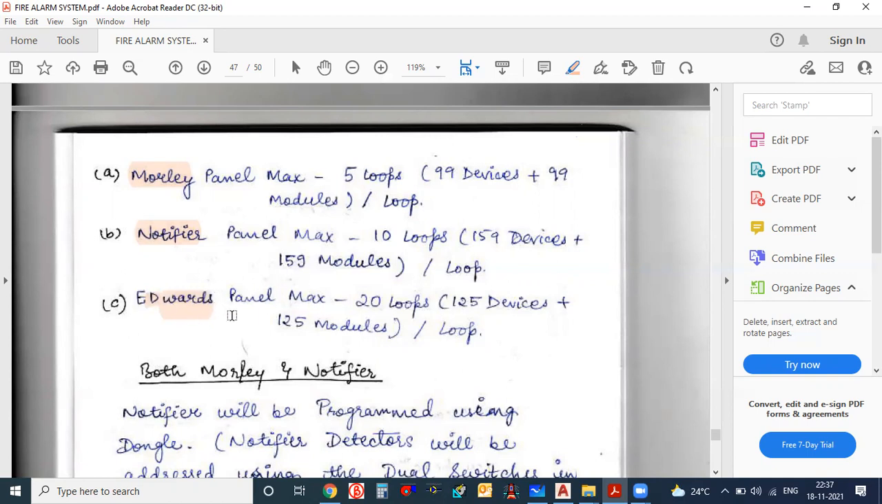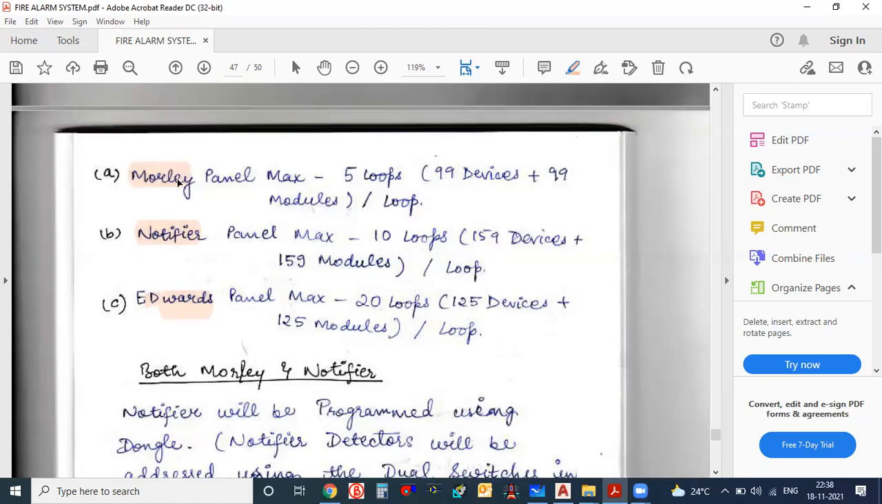So this is a little bit budgetary. Edwards Notifier is a little bit expensive because there are only 10 loops and almost 300 devices, so 3000 devices can be connected here. But here there are 250 devices and 20 loops, almost 5000, and here there are 200, almost 1000.